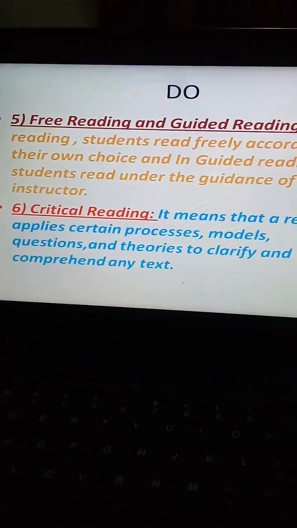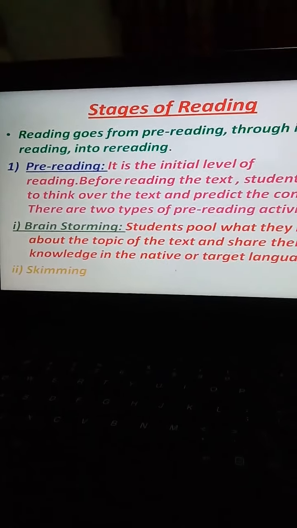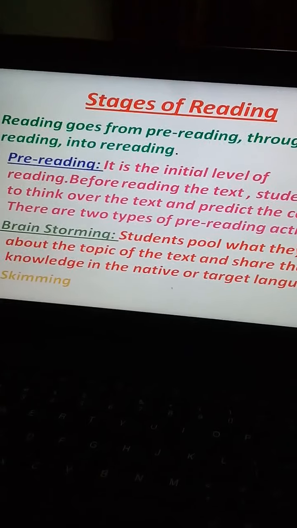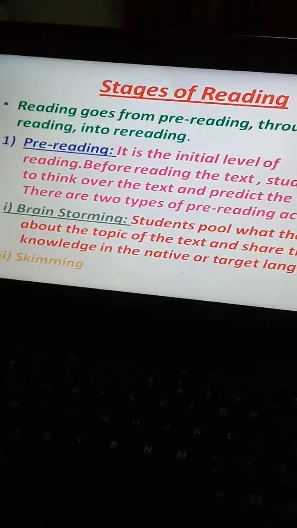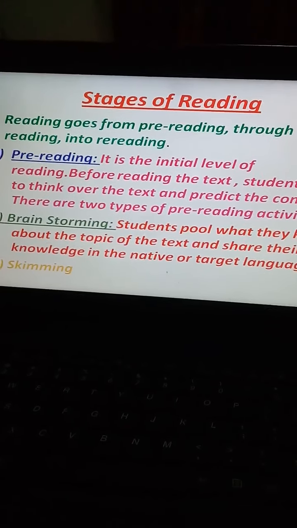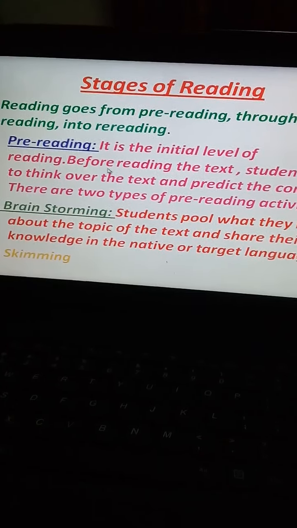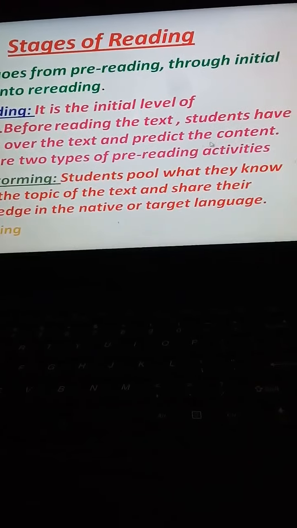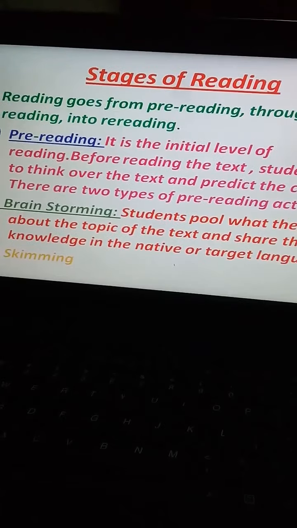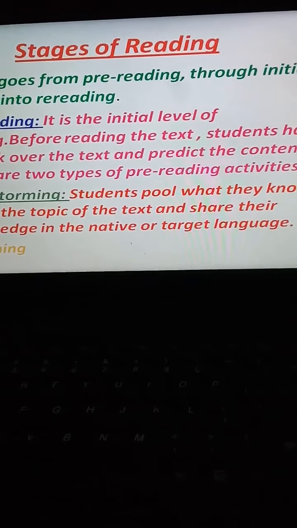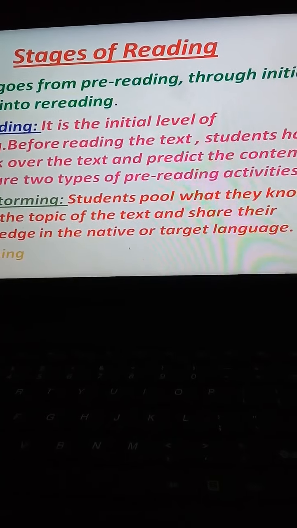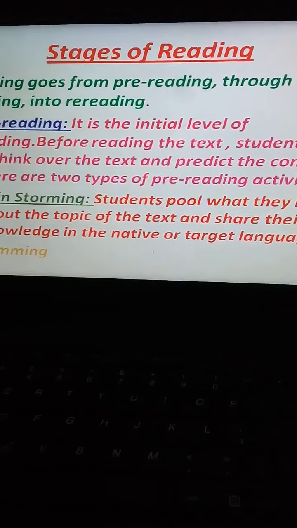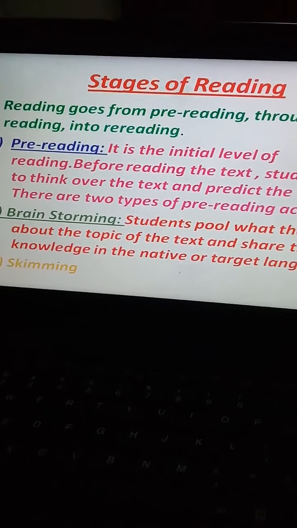Okay, now in this slide, I'm going to talk about stages of reading. There are three stages. The first one is pre-reading. Pre-reading is the initial level of reading. Before reading the text, students have to think over the text and predict the content. That means they should predict what the content or subject matter of the text might be.